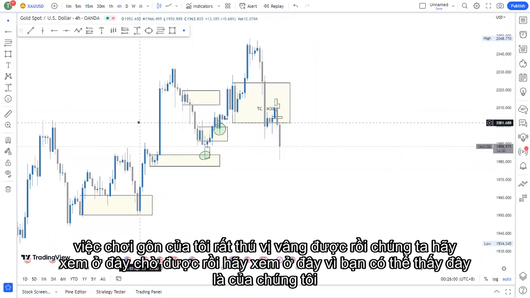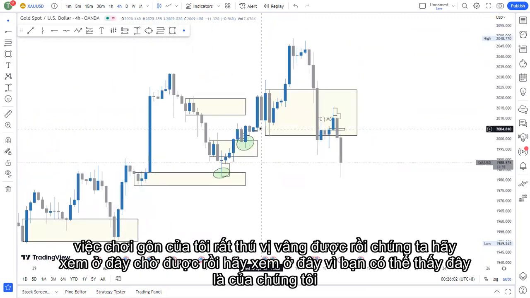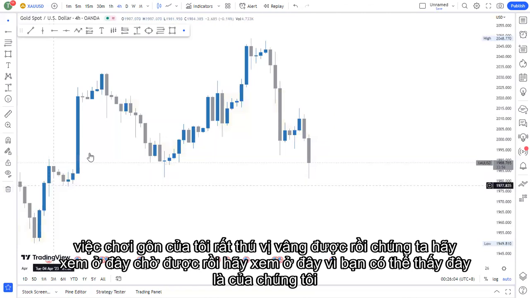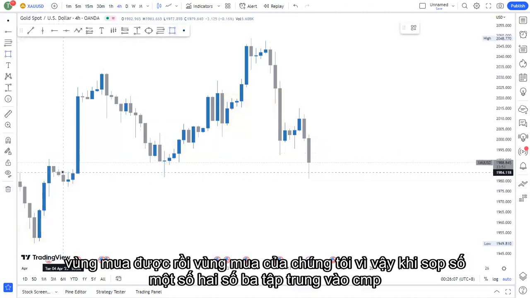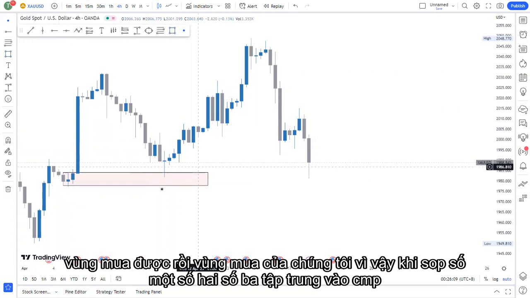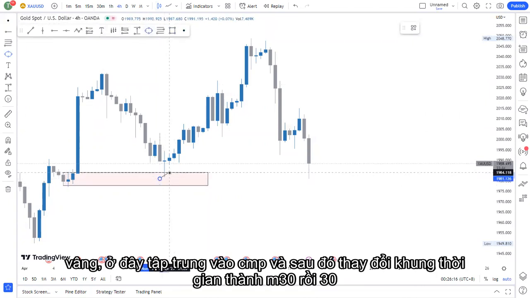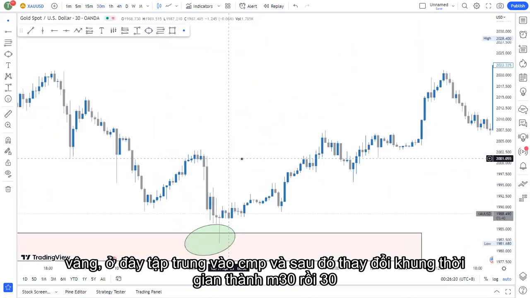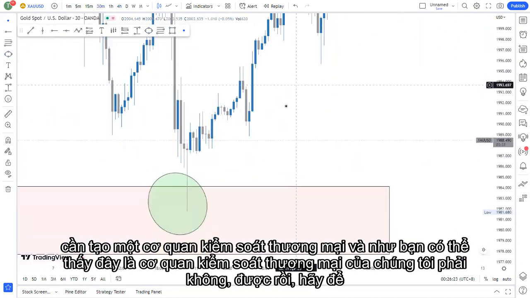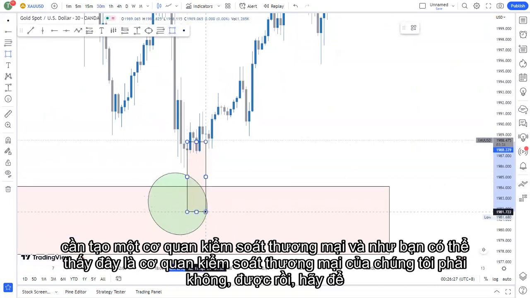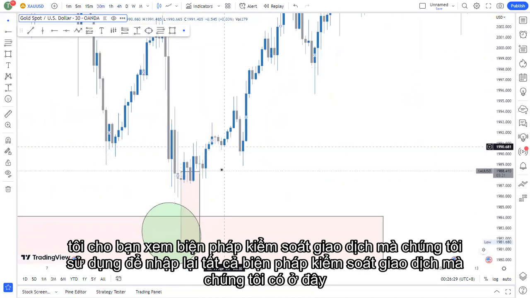Okay, let's see here. As you can see, this is our buy zone. So for SOP number 1, number 2, number 3, focus on the CMP, which is right here, and then change the time frame to M30. And then on M30 we need to create a trade control. And as you can see, this is our trade control, right? Okay, let me show you how we use the trade control for re-entry.